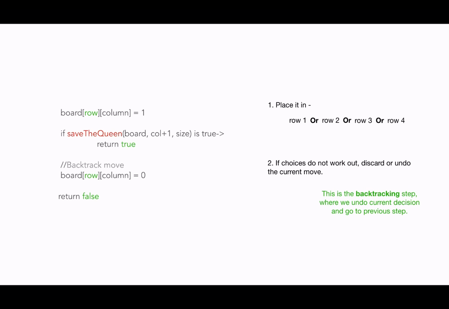Otherwise, if somewhere it does not work out, then it's going to go back to this execution, this current stack frame, and then we are going to execute the backtrack move. So here it will undo our decision to place the queen at the current cell. For doing this, it will mark the current cell back with 0 and will return false to say that this cell is not suitable to place the queen.